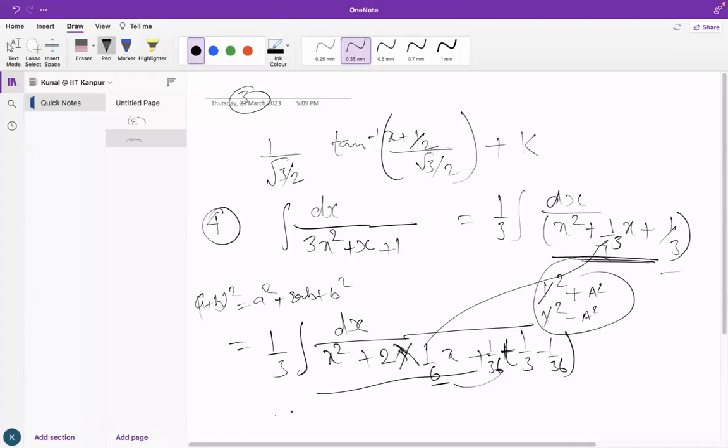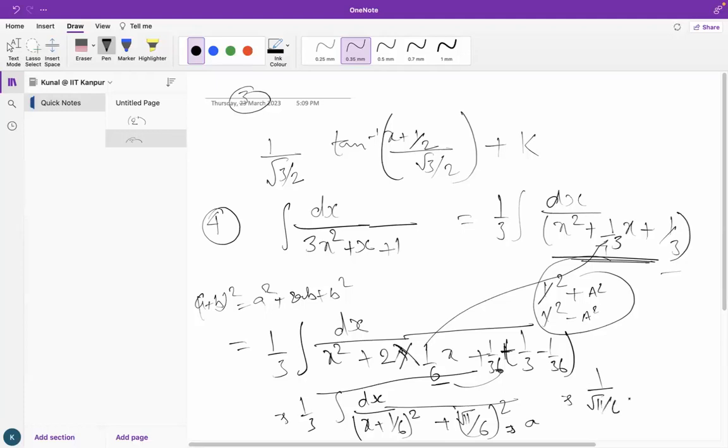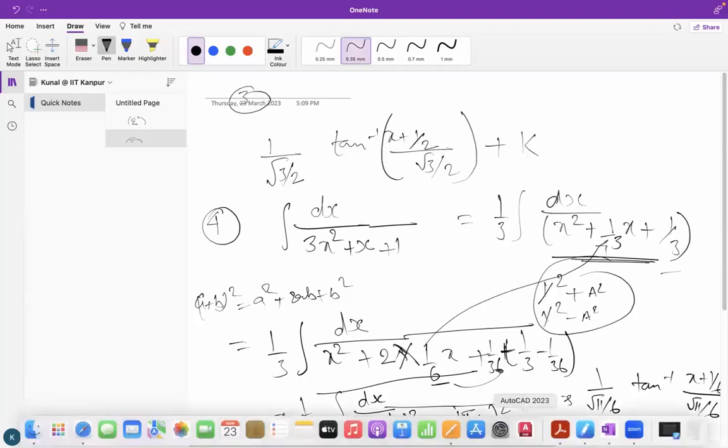So this whole term is the perfect square of x plus 1 by 6 whole square. And when we subtract this, we get 11 by 36. We can write this term as plus root 11 by 6 whole square. So it's again of the form a square plus x square. So we know that here a is this term. So our integration is 1 by a tan inverse x by a. So root 11 by 6 tan inverse, where x is x plus 1 by 6, divided by a. And the a term is root 11 by 6. I hope you'll all understand this.